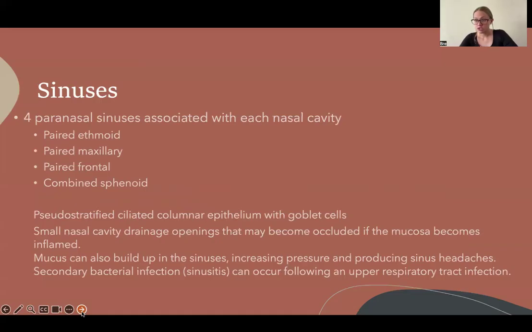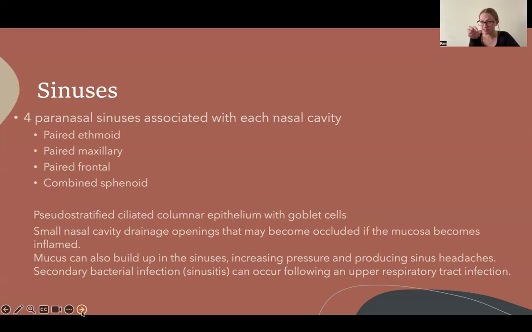Sinuses. When you go to the doctor for an upper respiratory infection, you tell them, "I've been feeling so awful. I've had a cough, a runny nose." What do they do? They press on your face. They ask, "Are you tender here? Are you tender here?" They're pressing on your sinuses. You have four sinuses associated with each nasal cavity: paraethmoid, paramaxillary, and parafrontal, and then a combined sphenoid one.